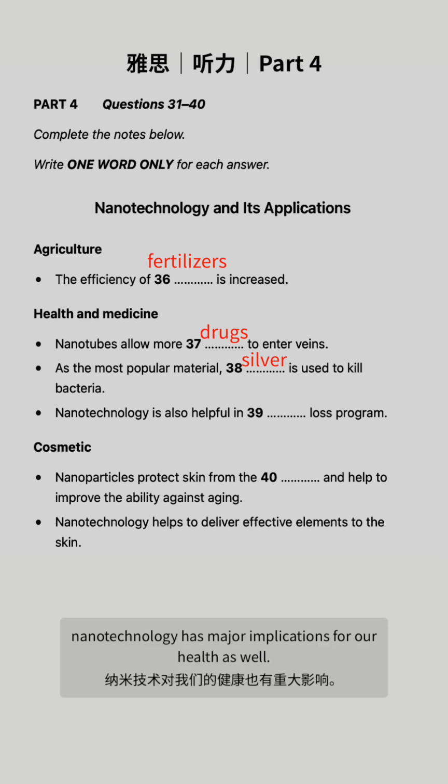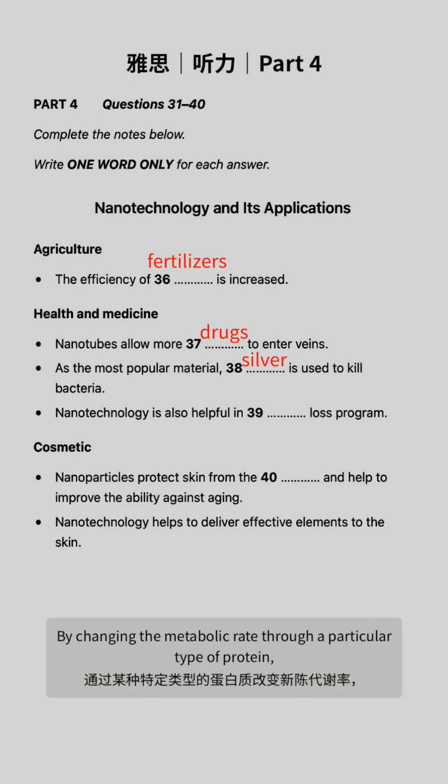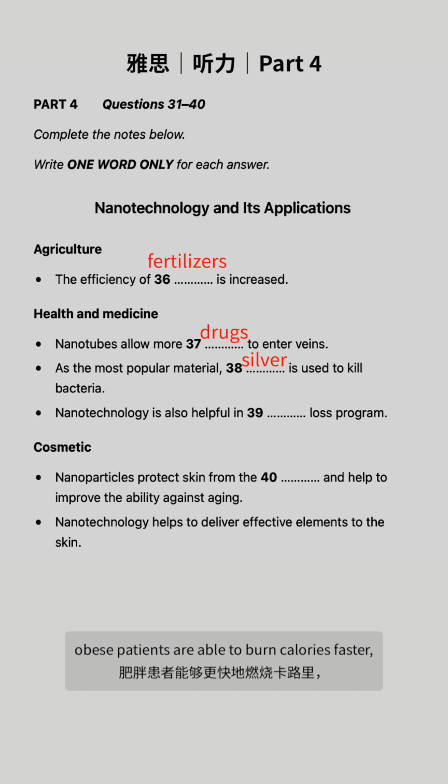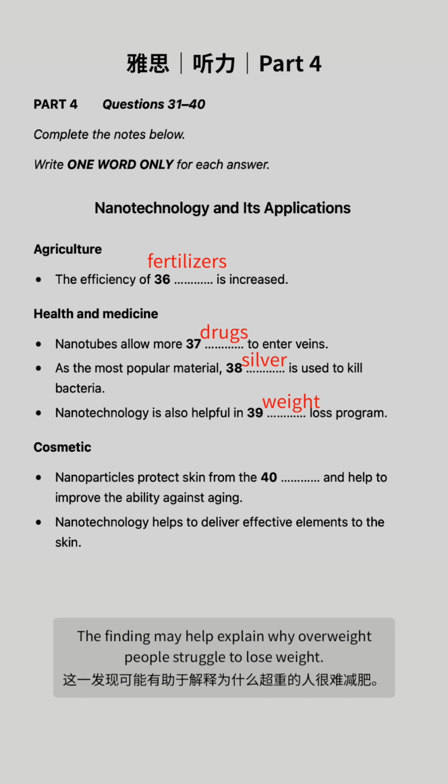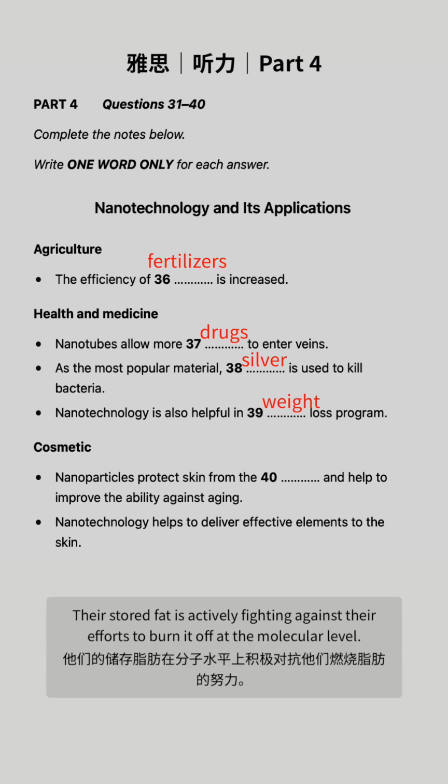Surprisingly, nanotechnology has major implications for our health as well. By changing the metabolic rate through a particular type of protein, obese patients are able to burn calories faster, even under a high-calorie diet. Therefore, treatment programs are provided for patients to lose weight by disposing of excess fat in a relatively safer manner. The finding may help explain why overweight people struggle to lose weight. Their stored fat is actively fighting against their efforts to burn it off at the molecular level.